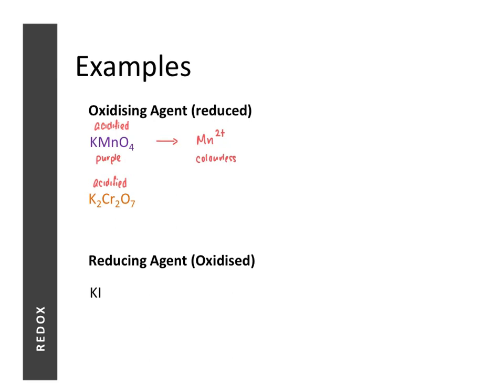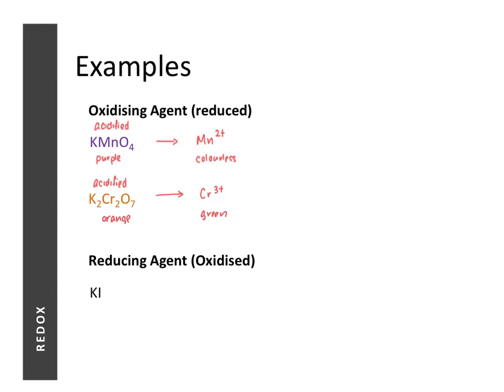Same thing for acidified potassium dichromate 6. When it acts as an oxidizing agent, itself will be reduced to Cr3+. Potassium dichromate 6 itself is orange, it has a distinct orange color, and chromium 3 ion is green. So when potassium dichromate 6 is reduced, there will be an obvious color change from orange to green.